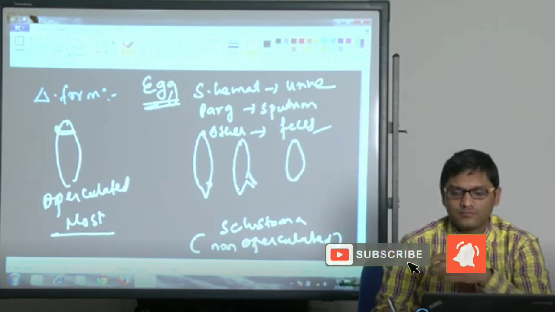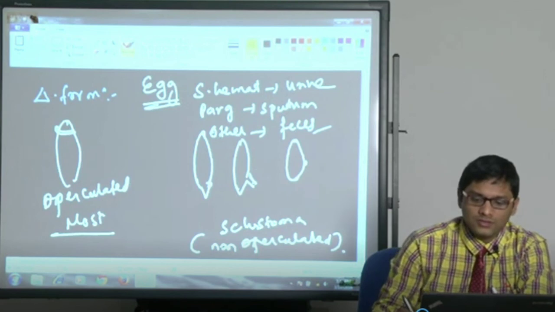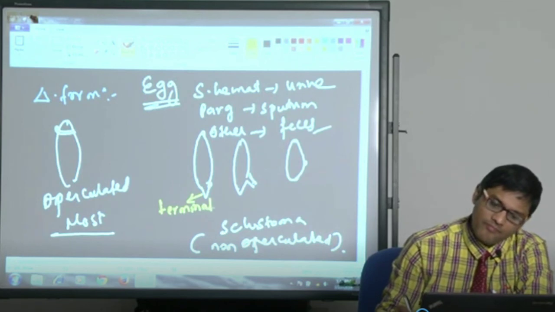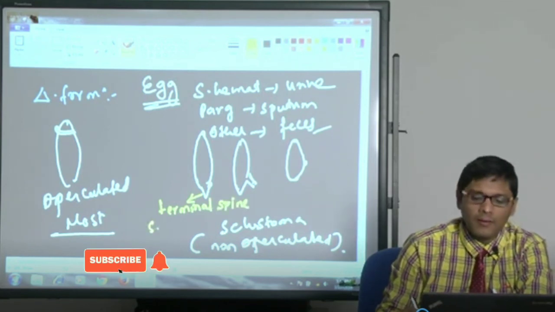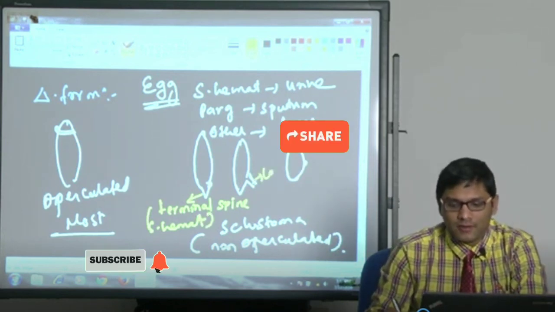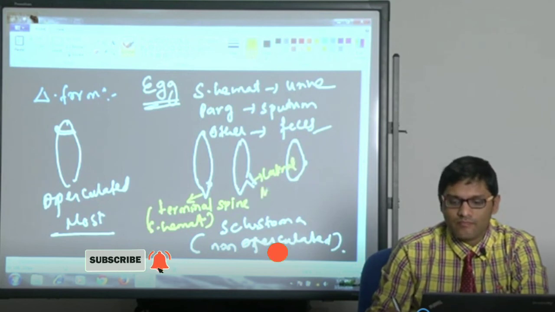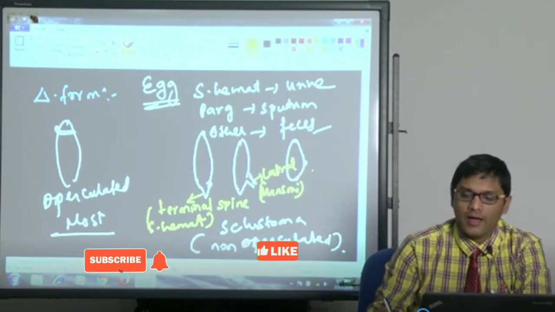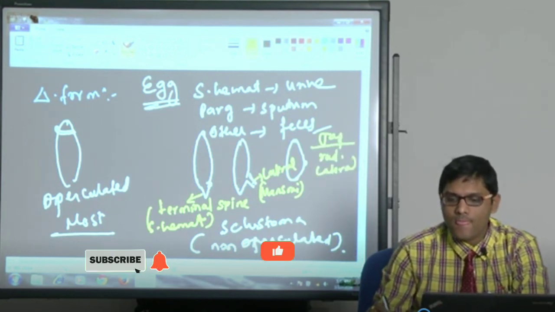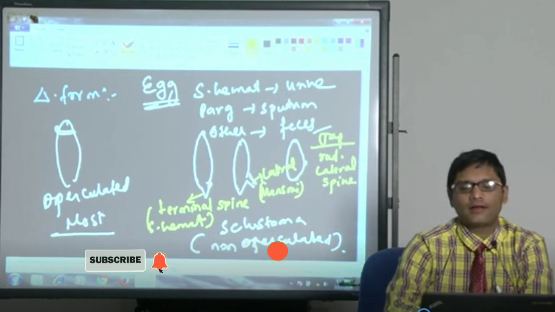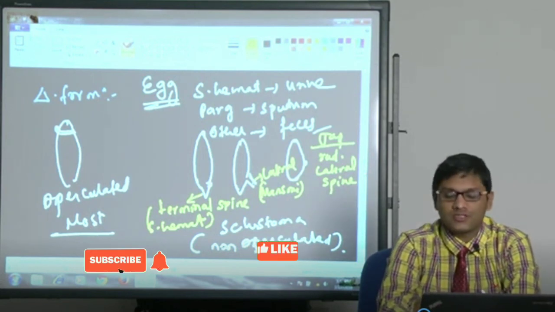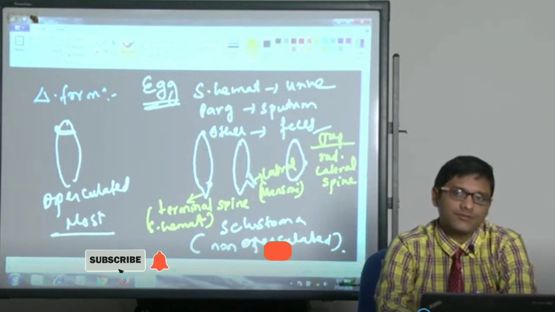For example, Schistosoma haematobium has a terminal spine. Mansoni has a lateral spine. And japonicum has a rudimentary lateral spine. So this is how you have to speciate. This is how the three important Schistosoma species can be differentiated from each other.